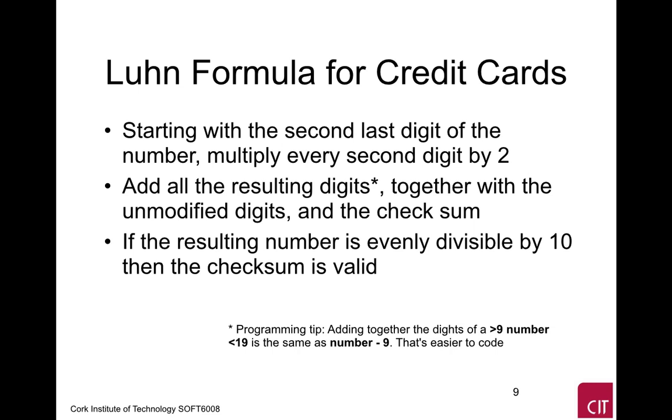So every second digit gets multiplied by 2 in the credit card. Then you add all the resulting digits together. So like if you get 8, 8 times 2 is 16. You have 1 plus 6, which gives you 7. So that becomes 7, for example. I'll show you now in a second, okay?